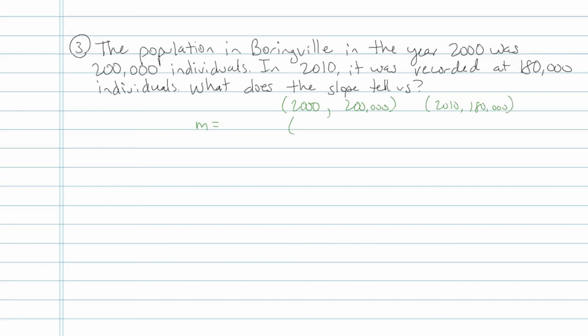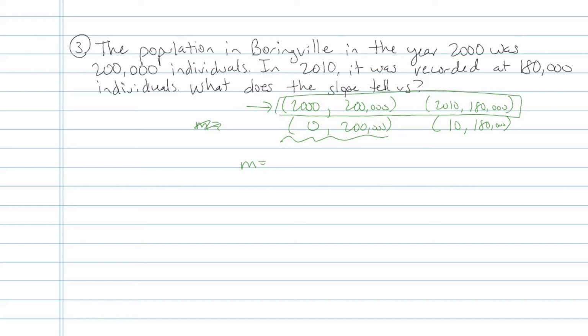Another way I could do it would be to use time 0, I have 200,000, and then 10 years later, time 10, I have 180,000. Either of these will give me the same answer for slope. Let's calculate it. I'm going to use this first group because my guess is that's the one that's most common here.